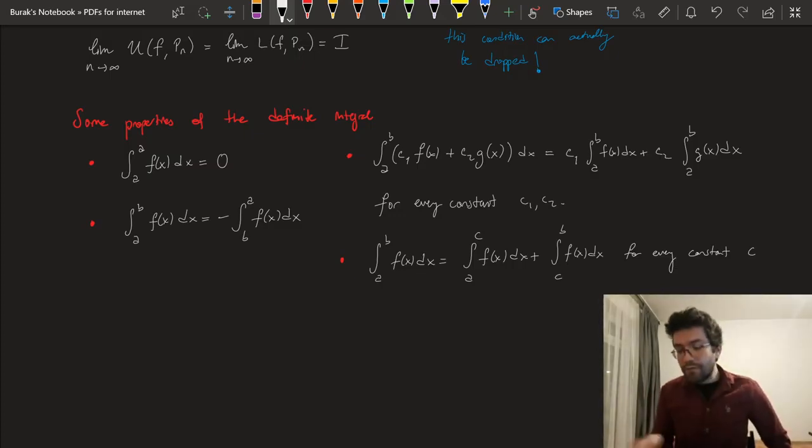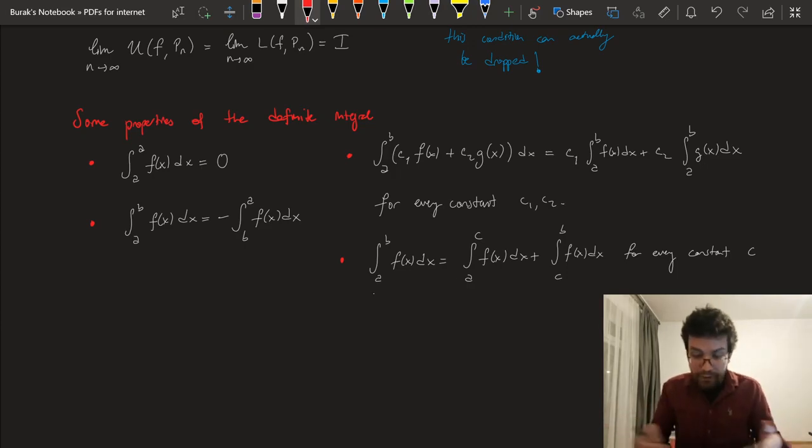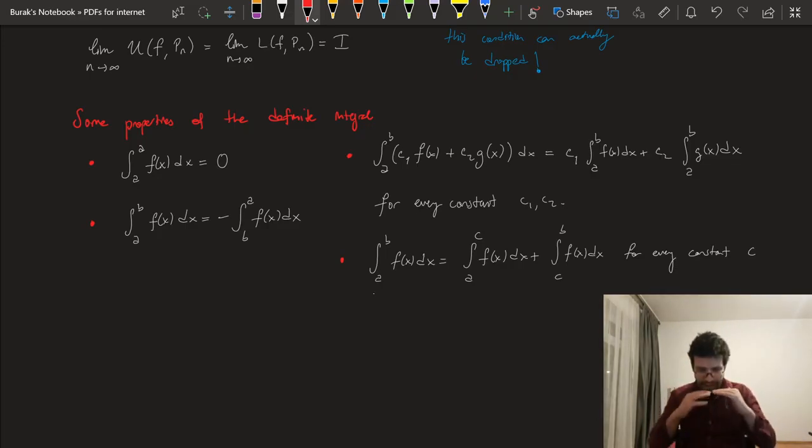Okay, so how do you prove that? Well, if I start talking about the proofs, I have to write many things down, so I'm just gonna skip the proofs. Let me tell you this. These are not difficult to prove once you digest the definition of the definite integral.